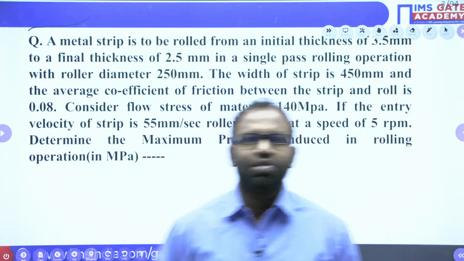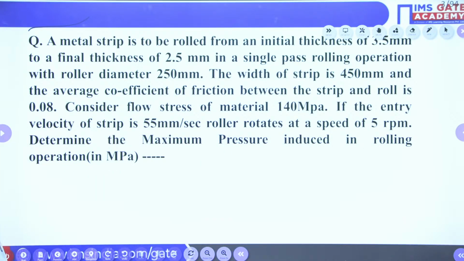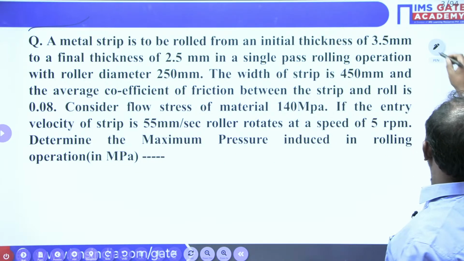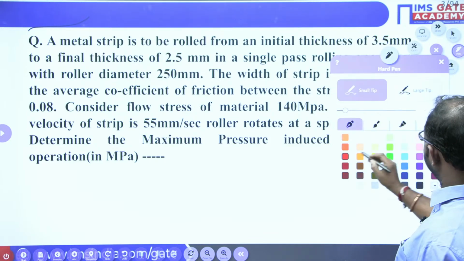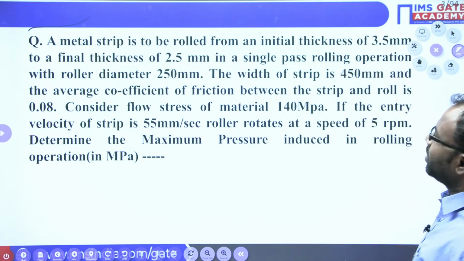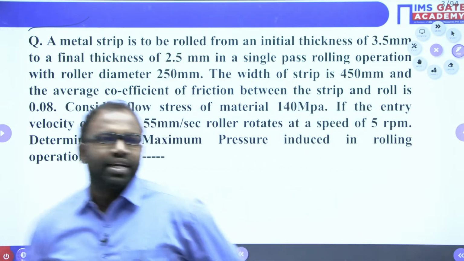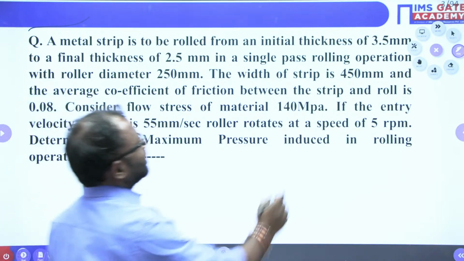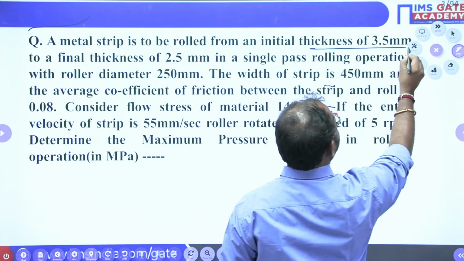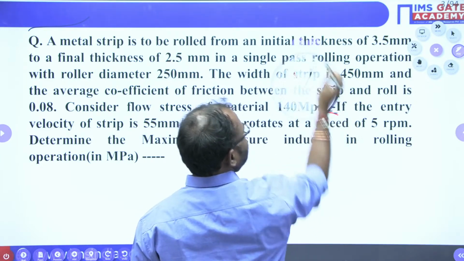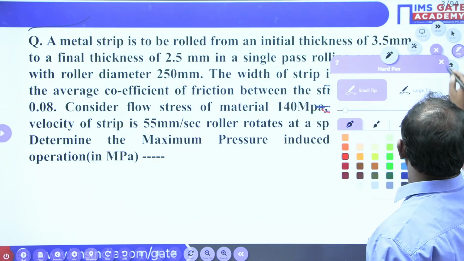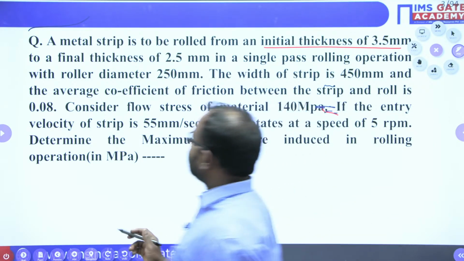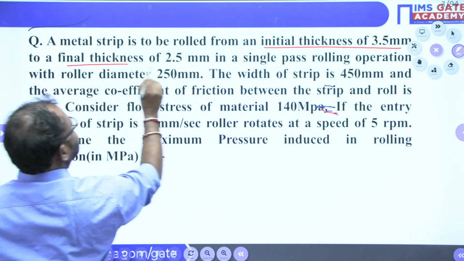Now have a look at the question. First question. A metal strip, let me read the question. A metal strip is rolled from an initial thickness of 3.5 mm and final thickness is 2.5 mm.